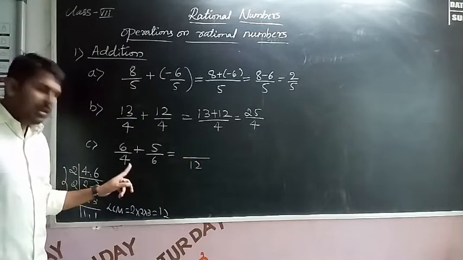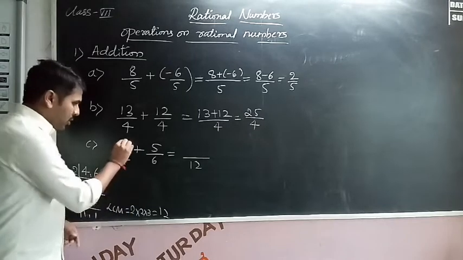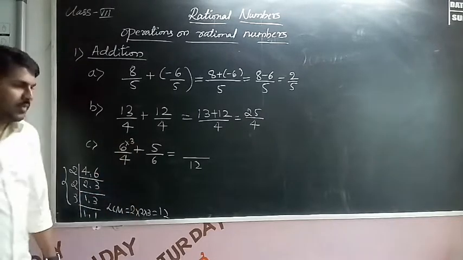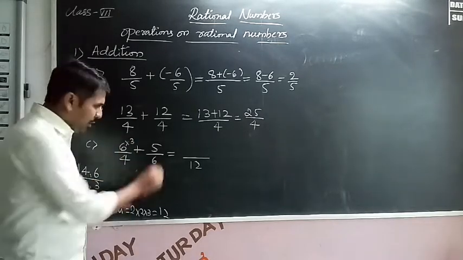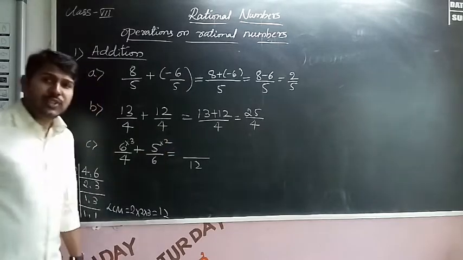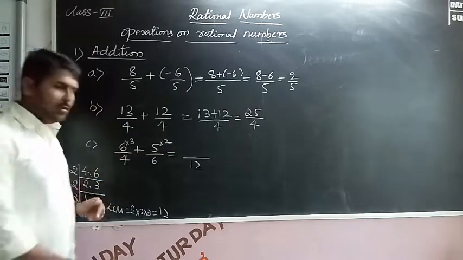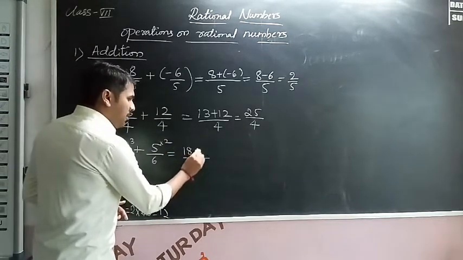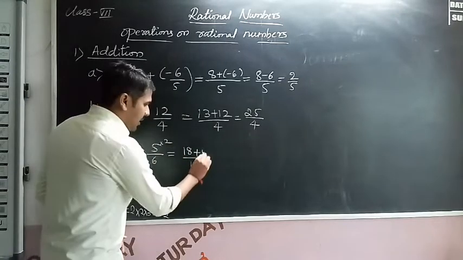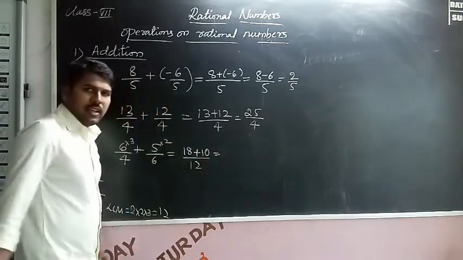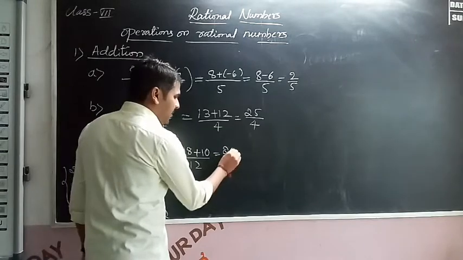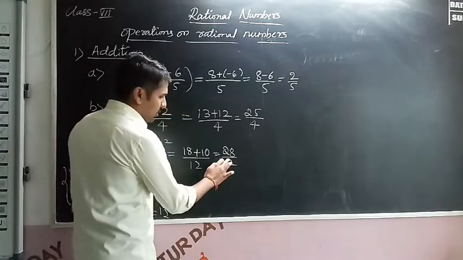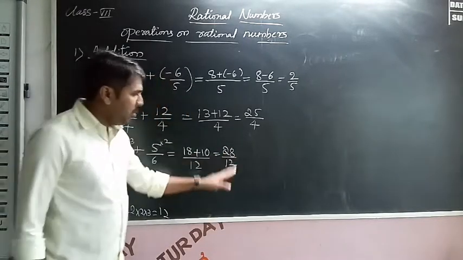What do you have to multiply with 4 to get 12? Multiply by 3. Here 6 is there. What do you have to multiply? 2. 6 2s are 12, isn't it? 6 3s are how much? 18. Plus 5 2s are 10. What will we get as the answer? 28 by 12. So this is 28 by 12.